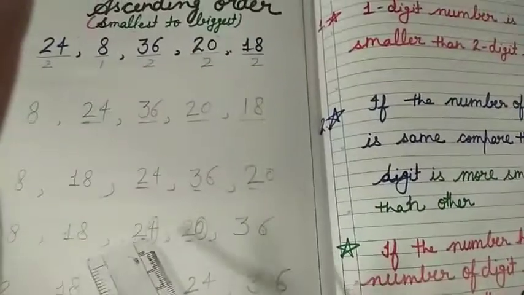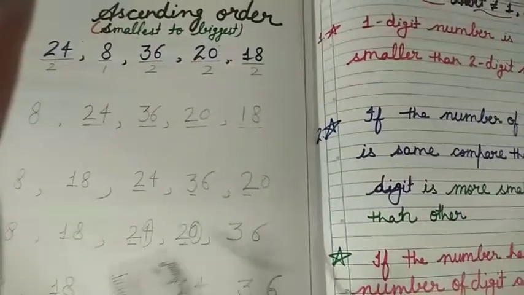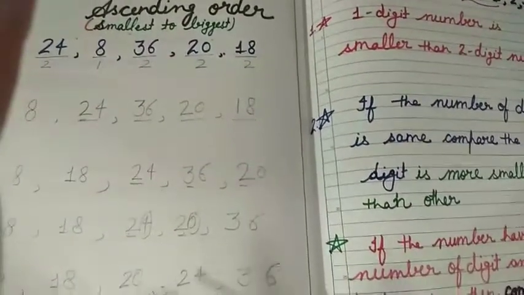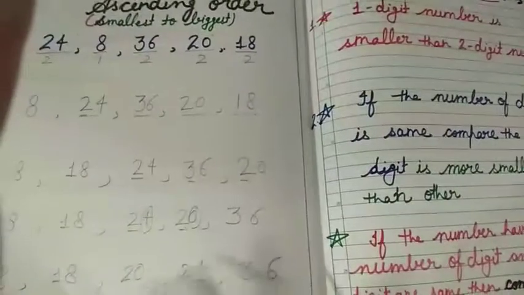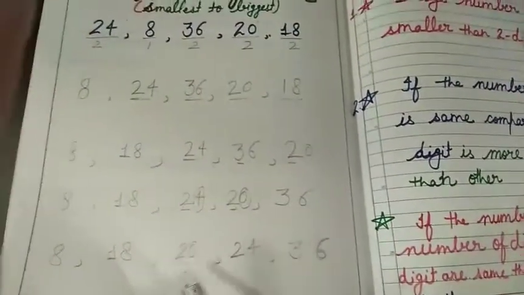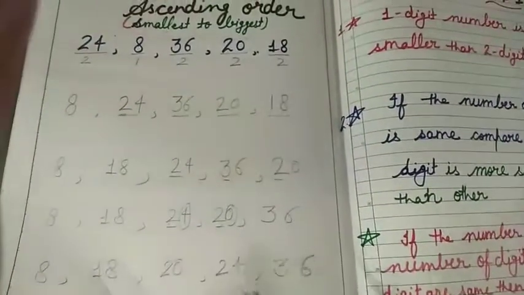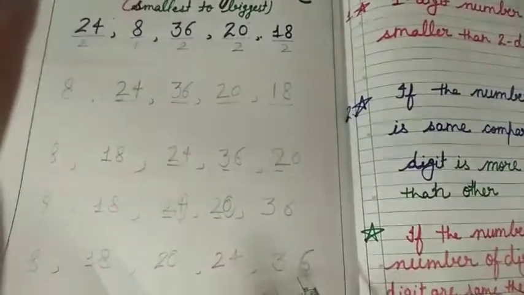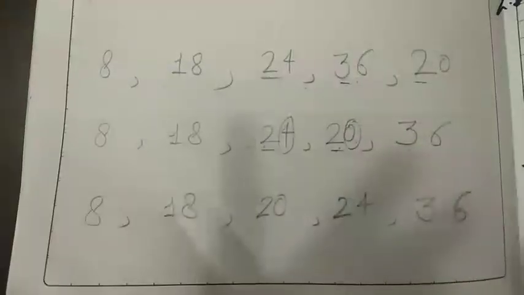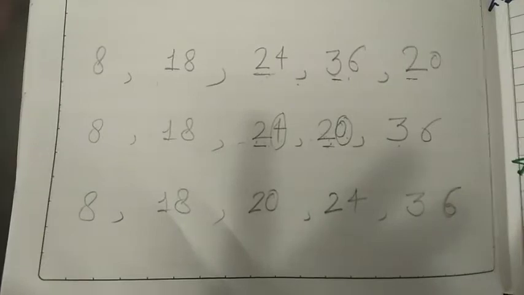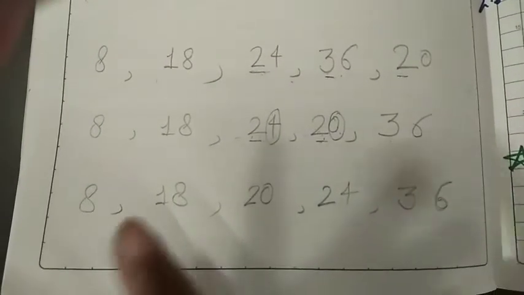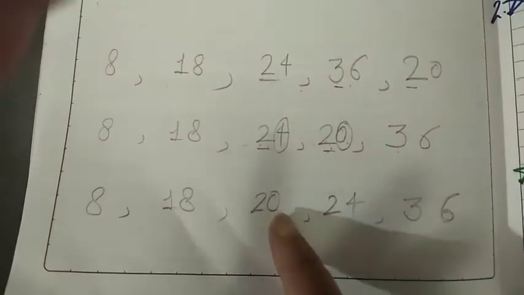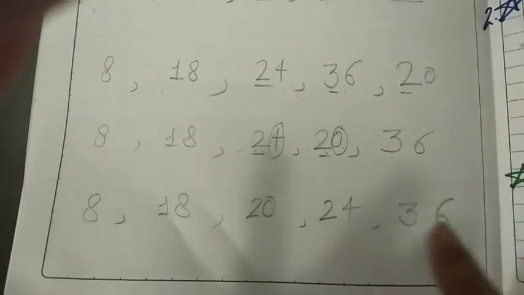So we have to compare 4 and 0. Which is smaller? 0, because 4 is more than 0. So we will write here 20 first, then write 24, then write 36. So which answer are we getting here in ascending order? 8, 18, 20, 24, then 36.